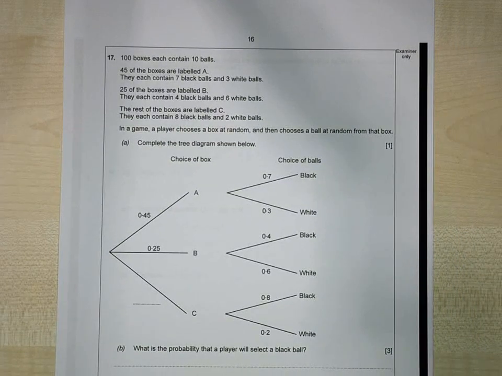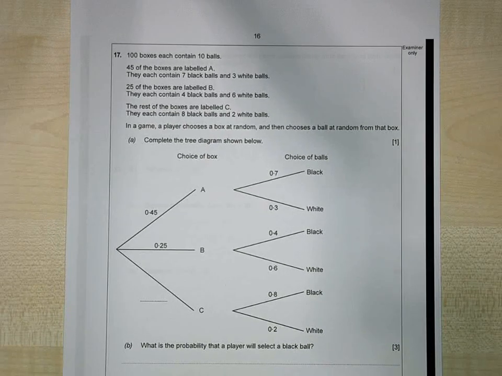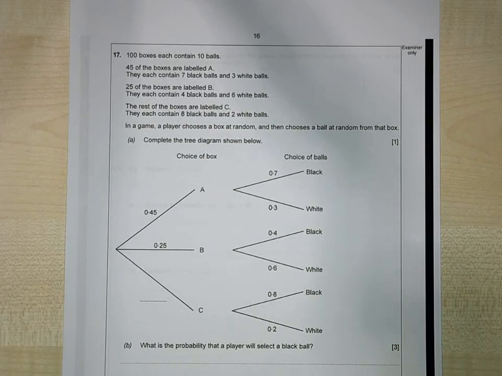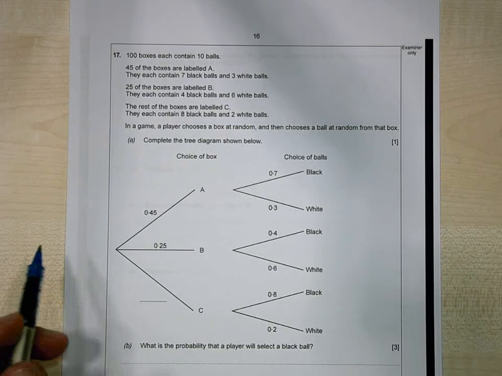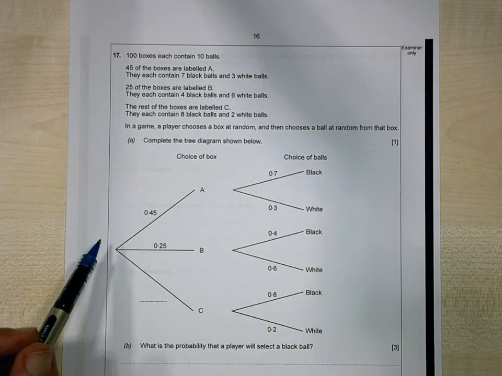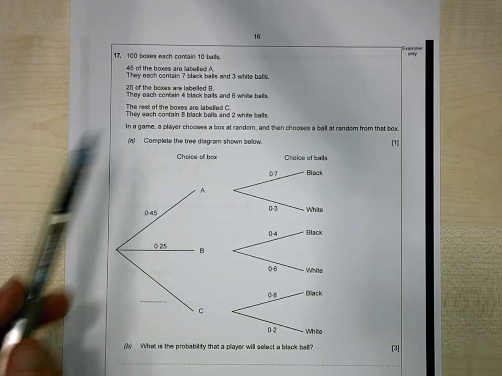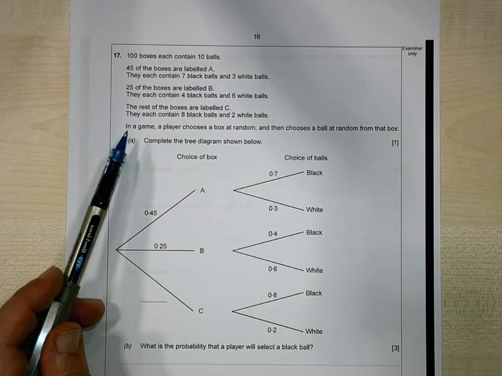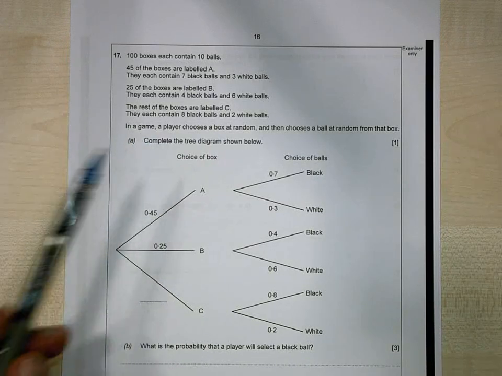Again, this came up on Tuesday, so it's unlikely to come up next week, but we'll work through it anyway. 100 boxes each contain 10 balls. 45 of the boxes are labelled A. They each contain 7 black and 3 white. 25 are labelled B. They each contain 4 black and 6 white. The rest are labelled C. They each contain 8 black and 2 white.